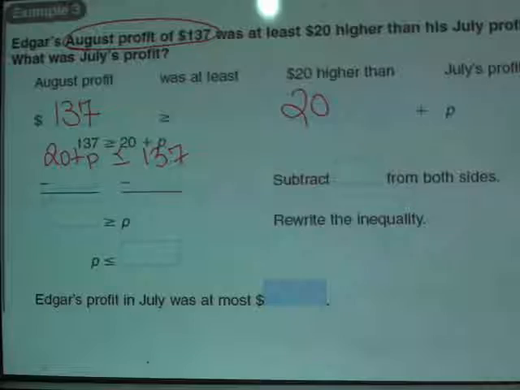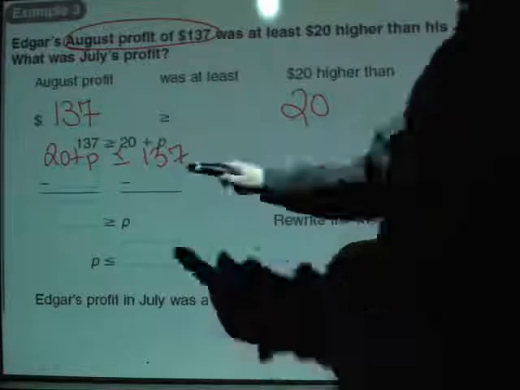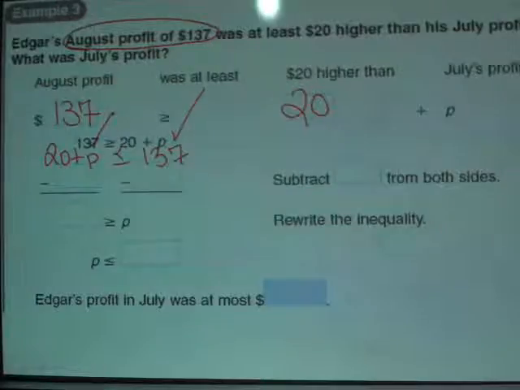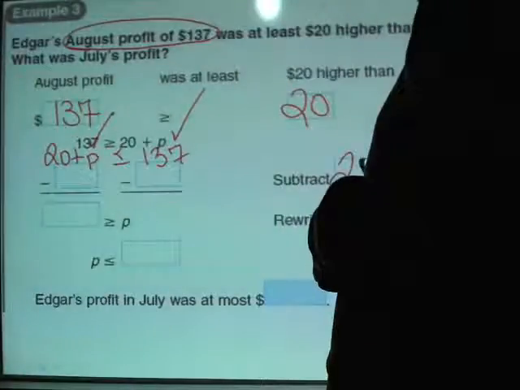Alright, so now, what do we know? We like the variable p on the left side, and we like the number 137 on the right side. So the thing that's not so good is the 20 here. 20 is going to have to move. So how are we going to move 20? Well, we're going to subtract 20 from both sides here.